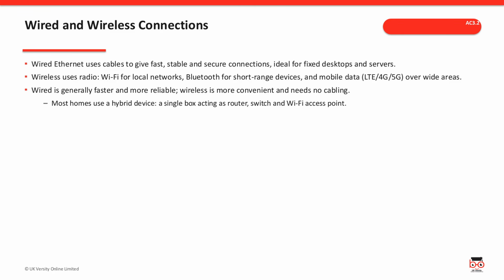Should you go wired or wireless? Wired Ethernet uses cables to give fast, stable, and secure connections, which is ideal for fixed desktops and servers that never move. Wireless uses radio, Wi-Fi for local networks, Bluetooth for short-range gadgets, and mobile data like 4G and 5G over wide areas. As a rule, wired is faster and more reliable, while wireless is far more convenient and needs no cabling, and most homes just use a single hybrid box that acts as router, switch, and Wi-Fi access point together.